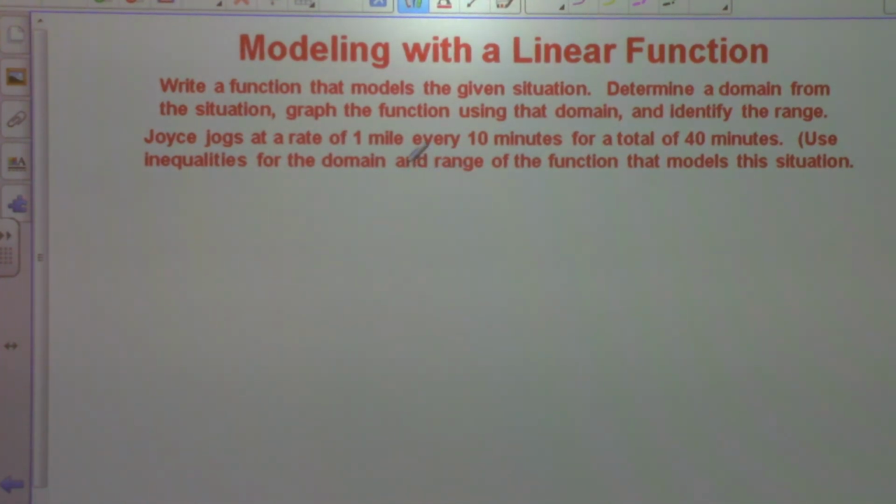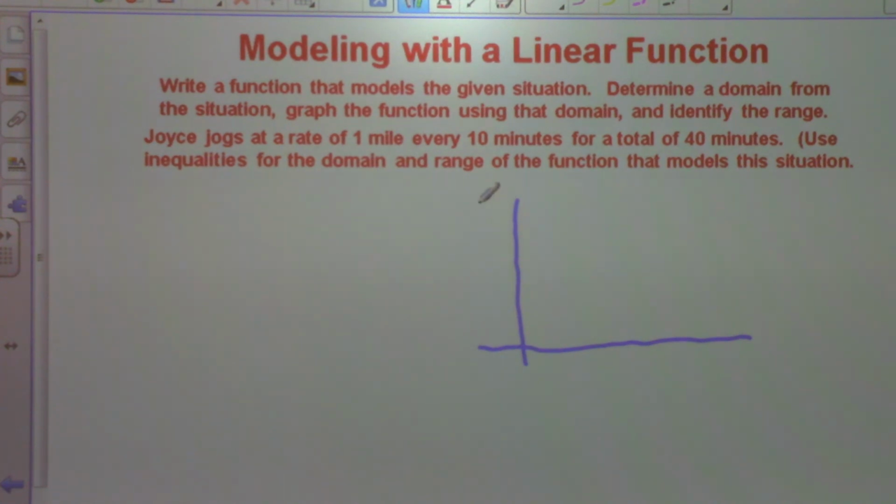She runs slowly. 1 mile every 10 minutes, that's 6 miles an hour. Yeah, definitely not a competitive cross-country type run. But yeah, that's 6 miles an hour, right?